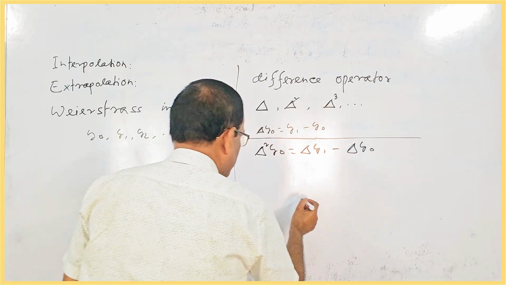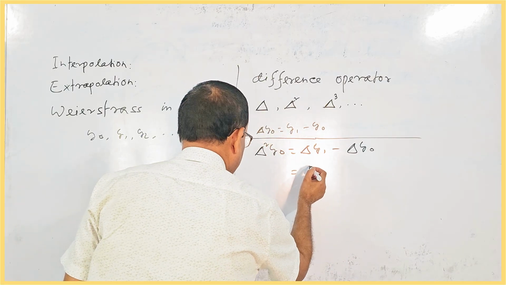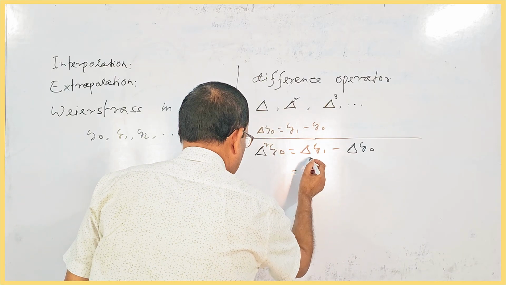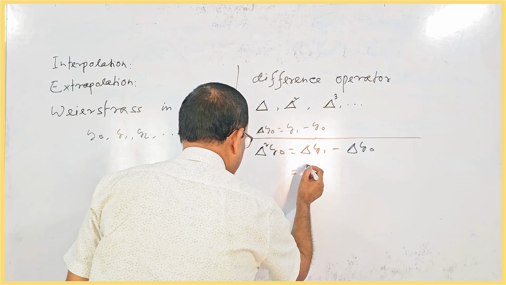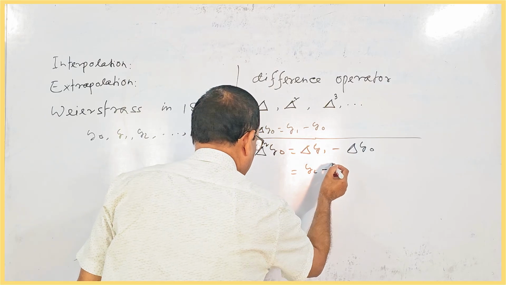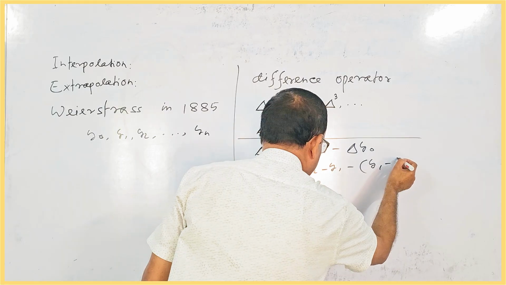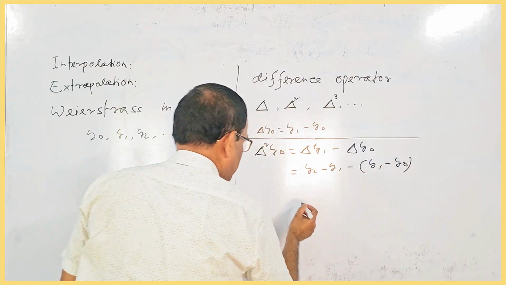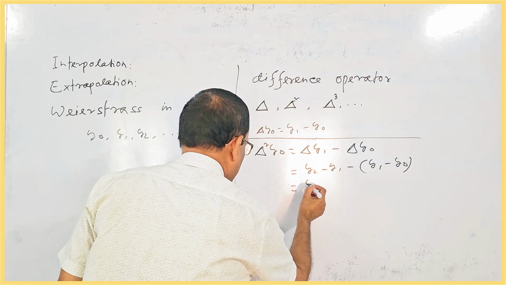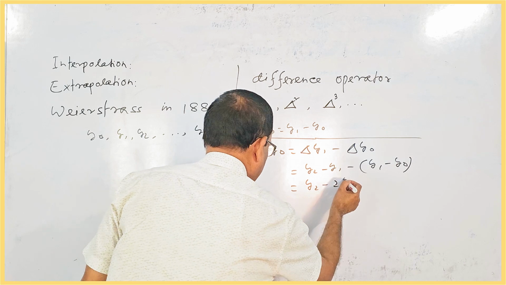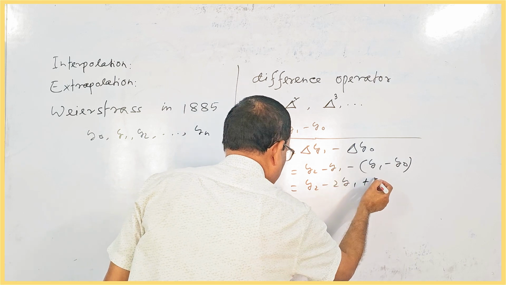Now I can put the value. What is delta y0? Delta y1. First I will put the value of delta y1. This is equal to y2 minus y1, then minus y1 minus y0. So after simplification, I will get y2 minus 2y1 plus y0.